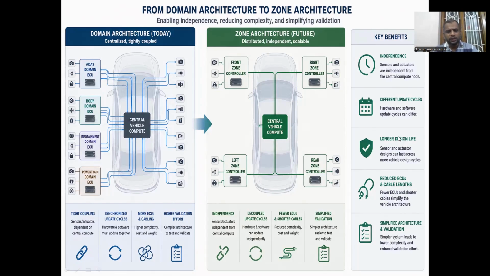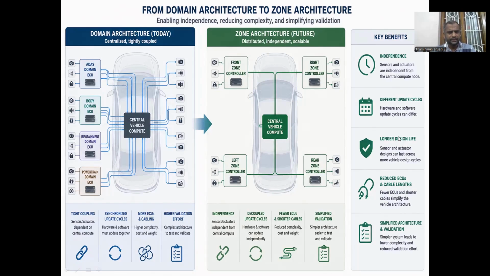To define it in simple terms, in domain architecture we have controllers for each domain. Each domain has its own controller, connected with the domain specific sensors. So for that particular domain, what sensors are needed? Those are connected, and the controllers digitize and sense those inputs, which are then transmitted to the central vehicle compute unit, a high speed computer, which in turn is connected with different actuators, connectivity units, and other stuff to perform the action.